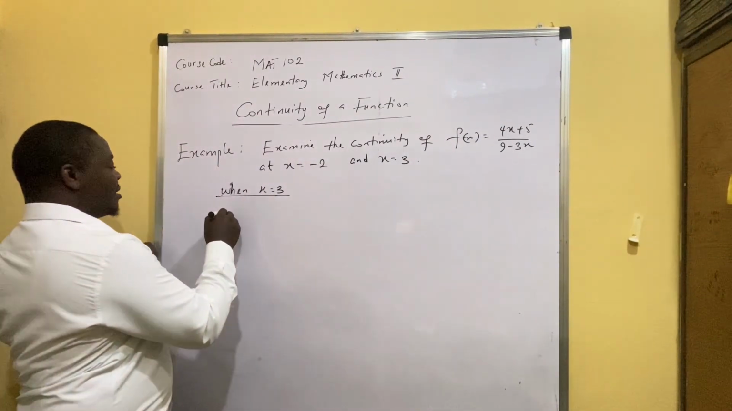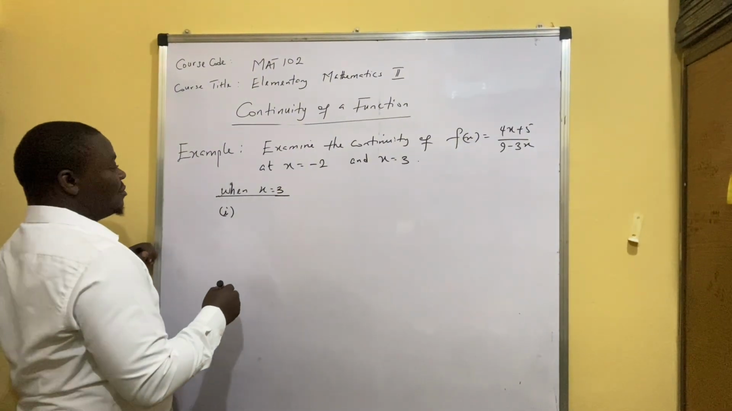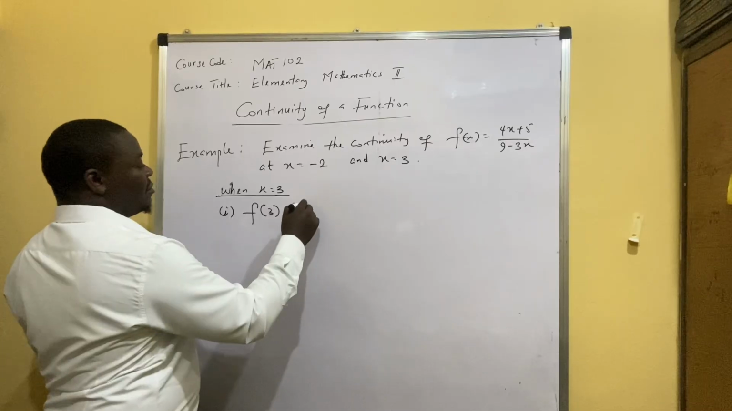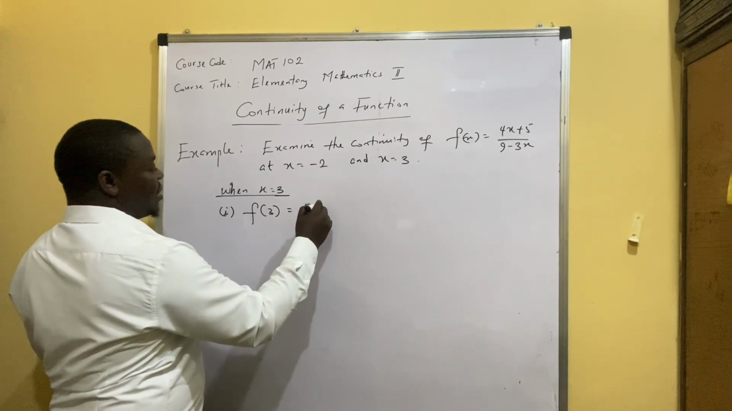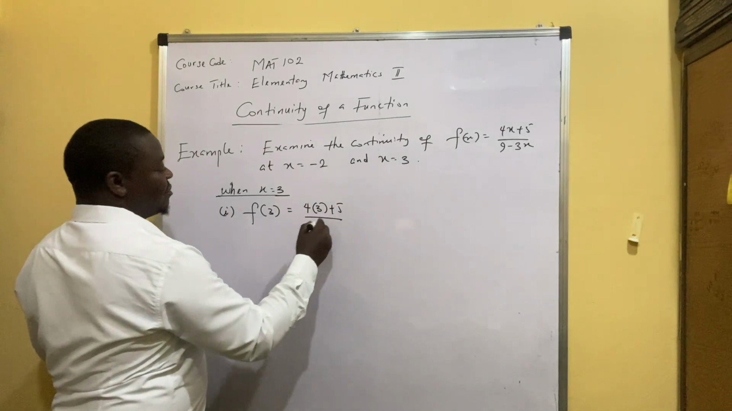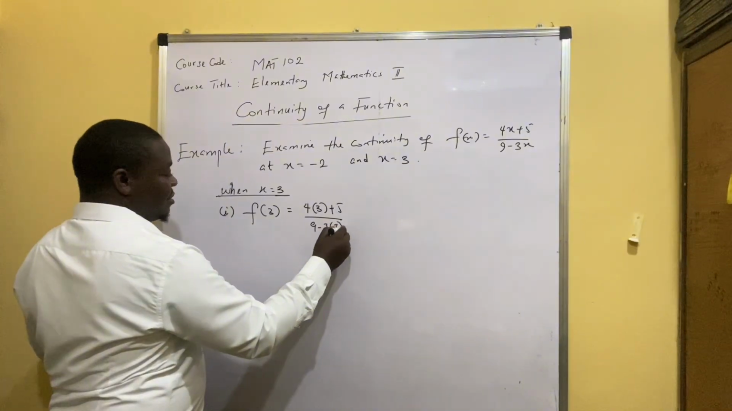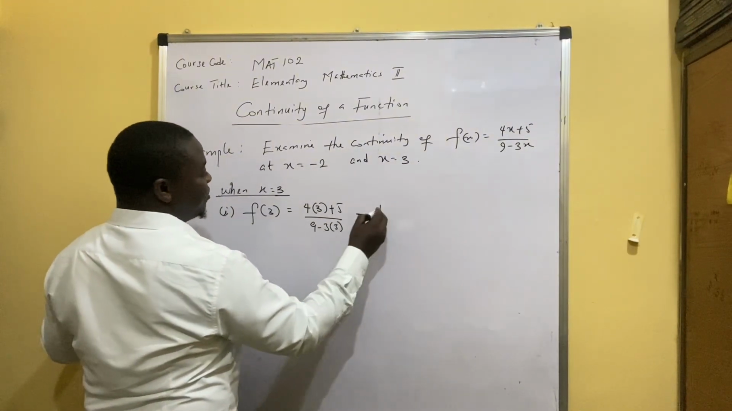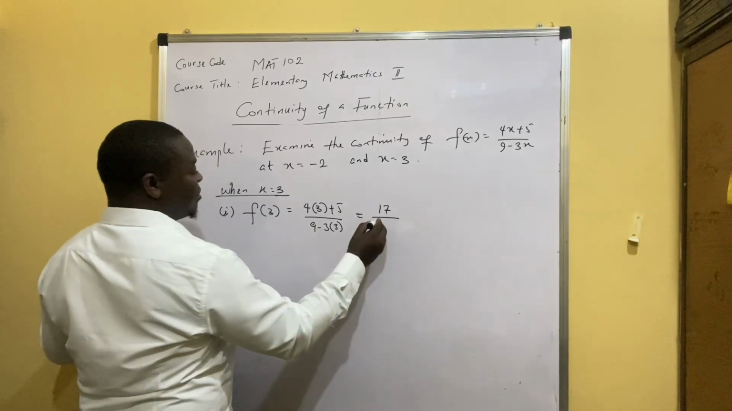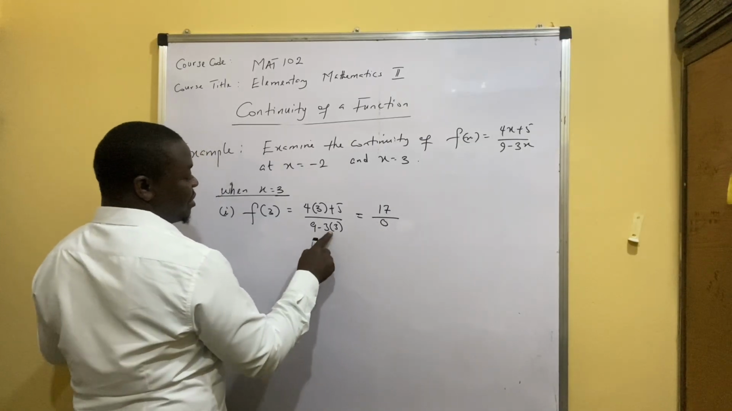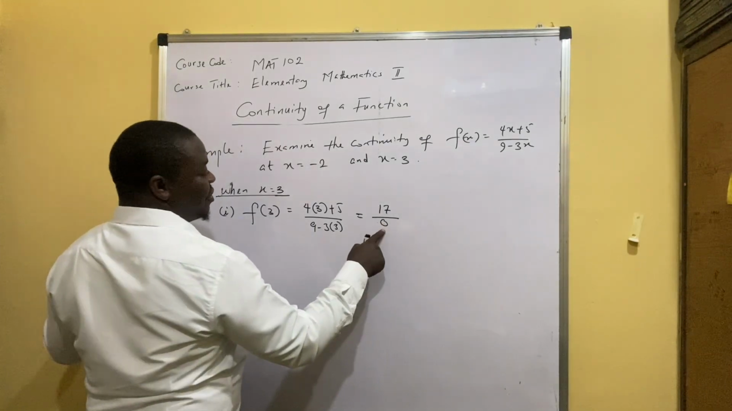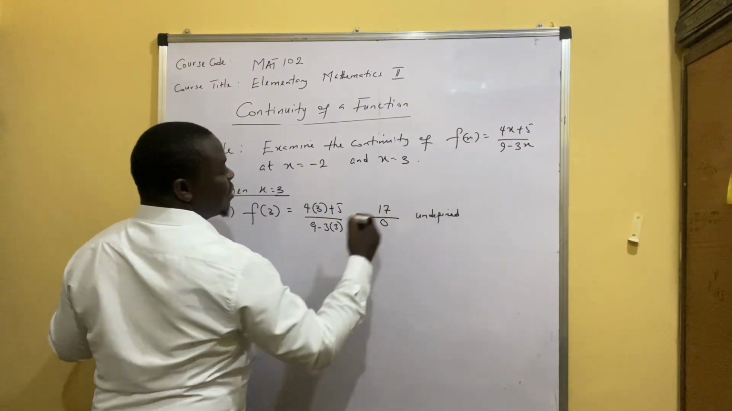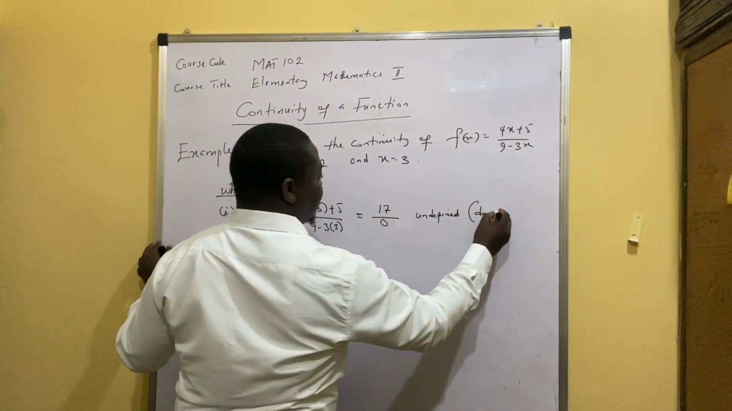So we check the first property. What do we do for the first property? We find f of 3. So what is f of 3? We have 4 times 3 plus 5 over 9 minus 3 times 3. So what will this give us? This is 12 plus 5, that's 17, over 0. That is 9 minus 9. So what we have here is undefined. And that means this does not exist.